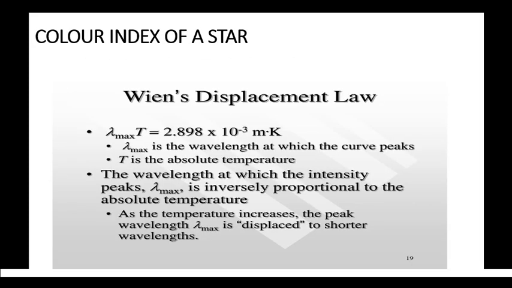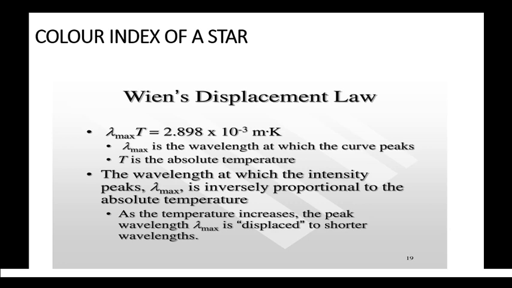Now I had already said that there is a relation connecting wavelength and temperature given by Wien's displacement law. So you already studied Wien's displacement law, that is lambda max into T is a constant and that value is given. So the wavelength is inversely proportional to the absolute temperature. When wavelength is high, in order to maintain this constant value, temperature must be low. Or if the wavelength is low, the temperature must be high in order to maintain this constant value. That means the wavelength at which the intensity peaks, that is lambda max, is inversely proportional to the absolute temperature.